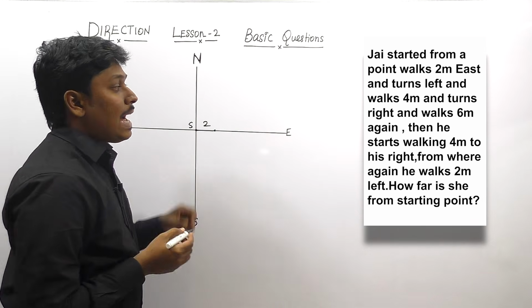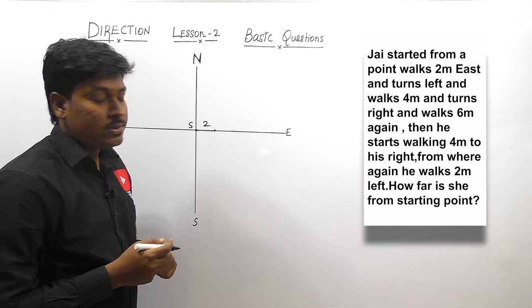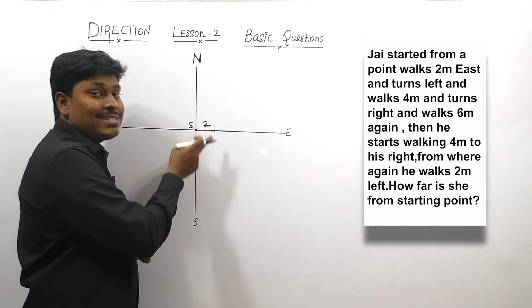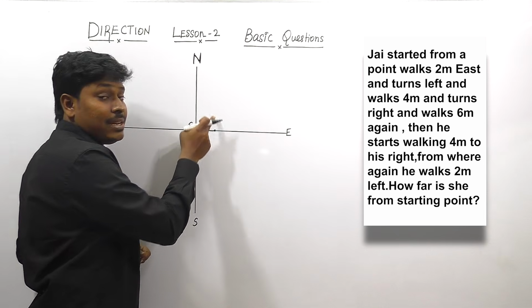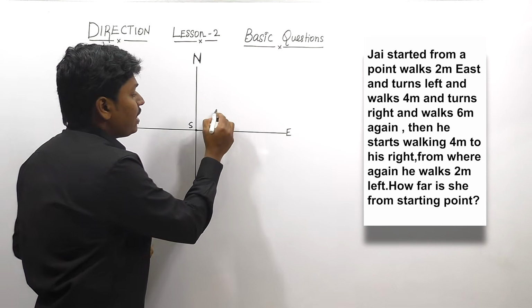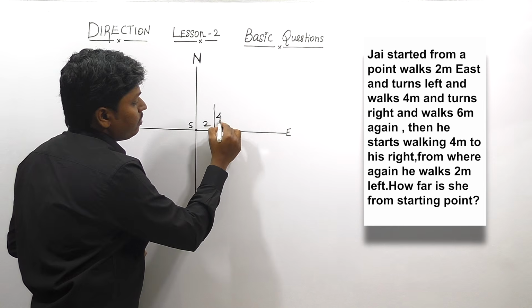Okay, and turns left and walks 4 meters. So friends, after here Jay is turning left and covering 4 meters. So we can surely say that this will be the left hand side and he is covering 4 meters. So I can say that this will be 4 meters.